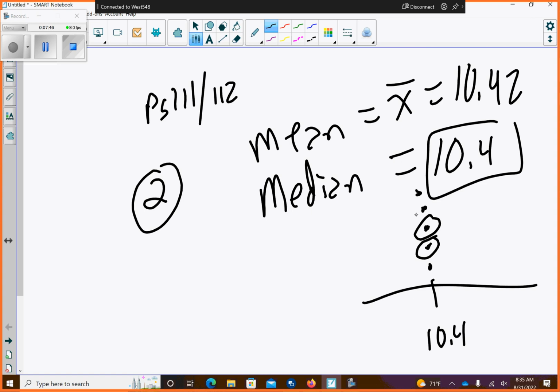So 10.4 is the median. That means half the data is above it, half the data is below it. Okay, that's really all you have to go with. There are some ways that you can kind of dork around because you're not sure exactly which 10.4 is the exact answer because there's 5 dots of it, but I think we nailed it.